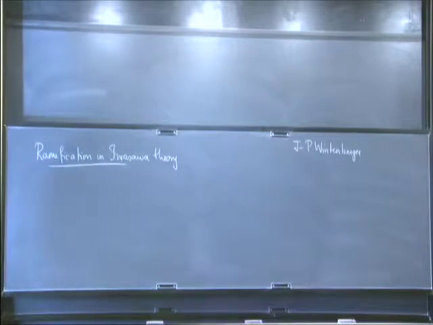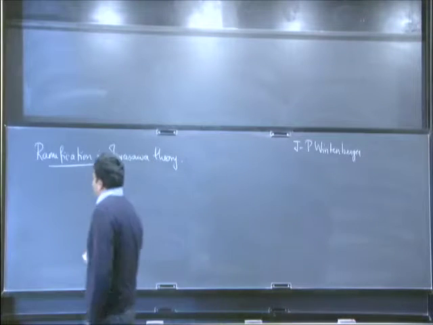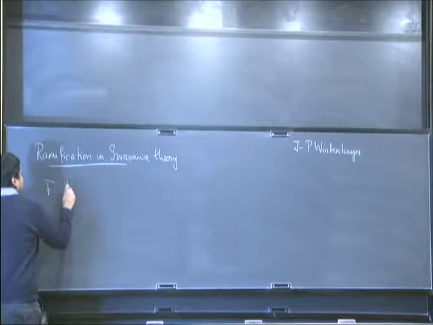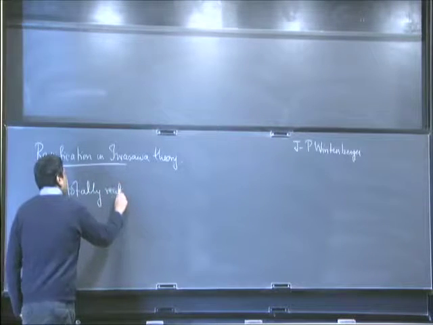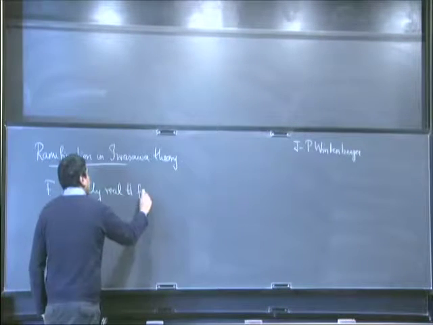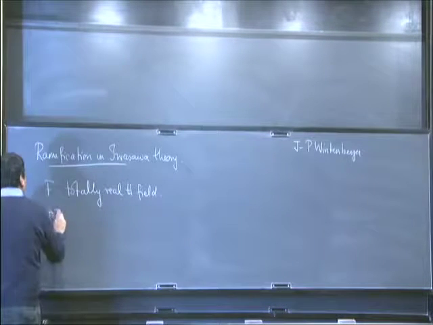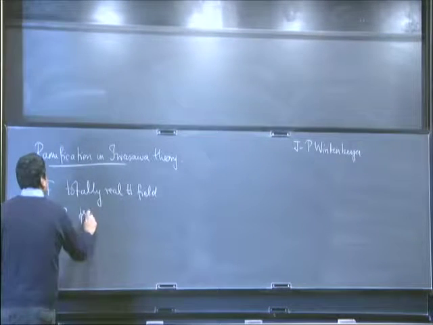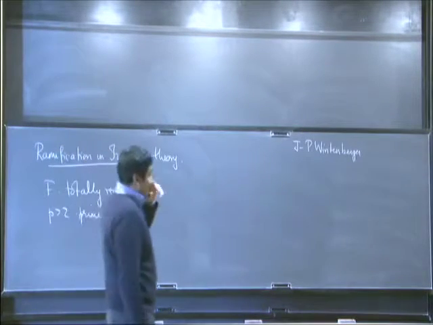Maybe I can assume you all remember it and take off from there, but I'll just try to recall the notation and so on. Okay, so I'm going to start with F, a totally real field, and I'll look at an odd prime p, p bigger than 2. So let me just begin by recalling the basic setup of Iwasawa theory.